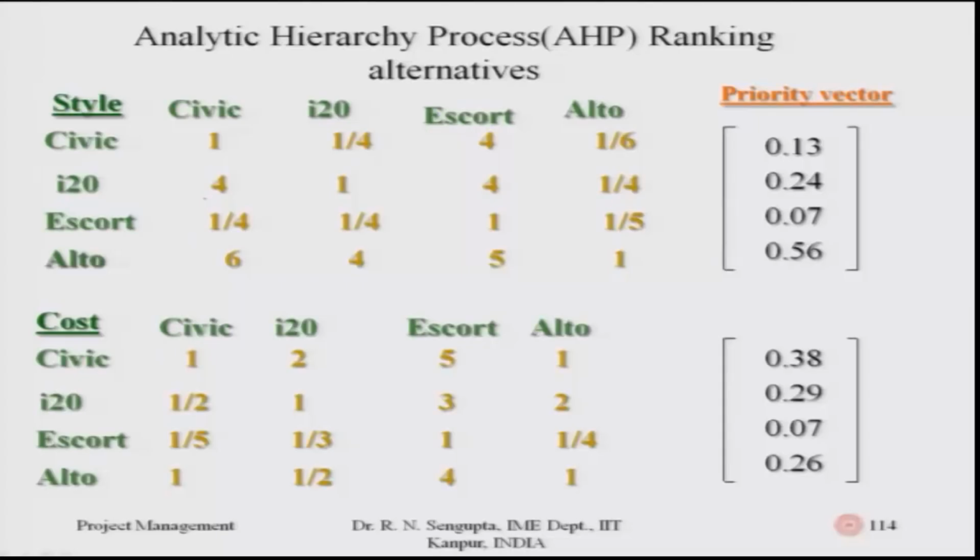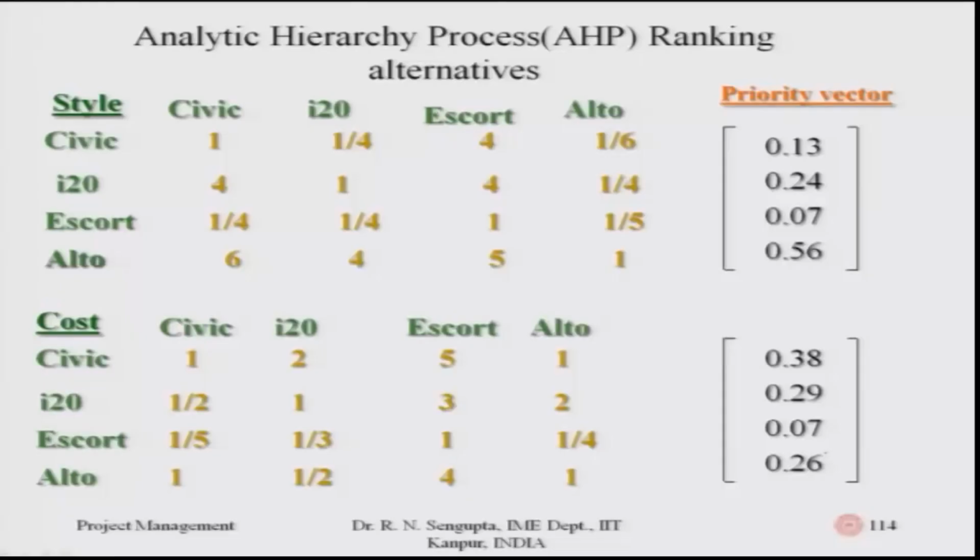So, the first set of values, where I hover my pen, is for style for all the 4 alternatives, the next one is cost for all the alternatives, and these are the priority vectors which I have. So, technically it means that if in a qualitative sense I am only considering style, I would give my maximum points to Alto, which is 56%. If I go to the cost factor, I will give my maximum points, 38%, for the cost factor only, for all the 4 alternatives. So, obviously, they are different to each other.